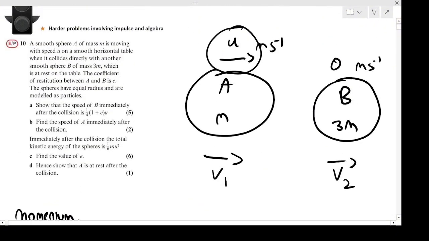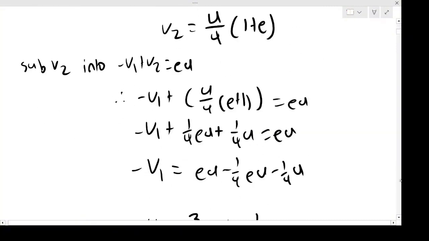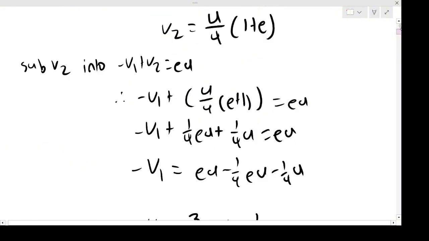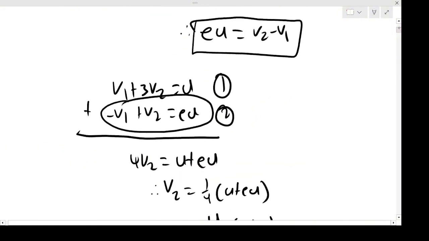Then it says immediately after the collision, the total kinetic energy is 6mu. Now, that's not telling me the loss in kinetic energy. That's telling me the kinetic energy after the collision. So I'm going to explicitly state that here. KE afterwards is, what is it?